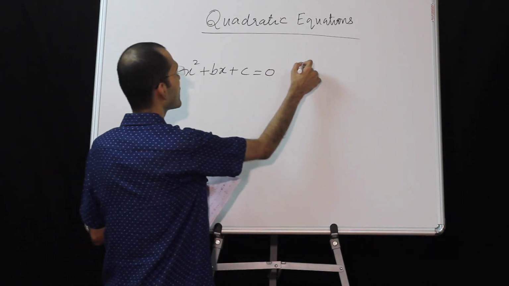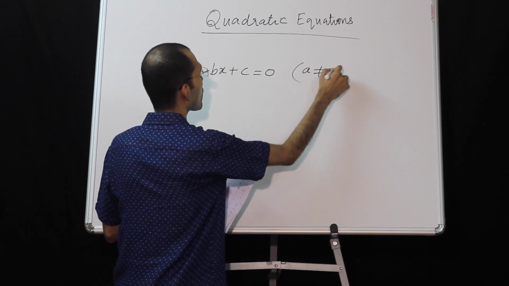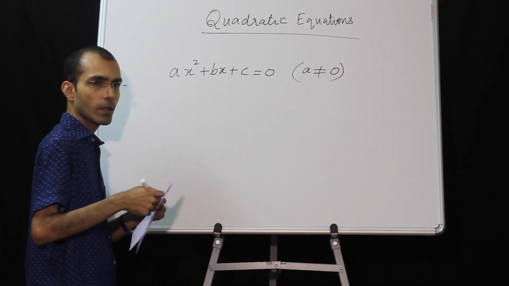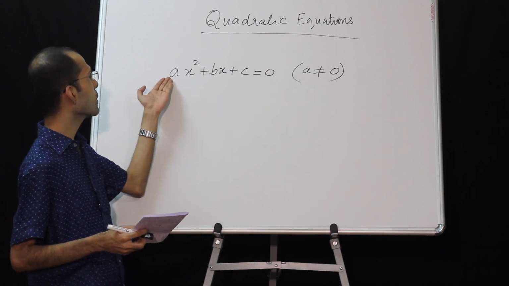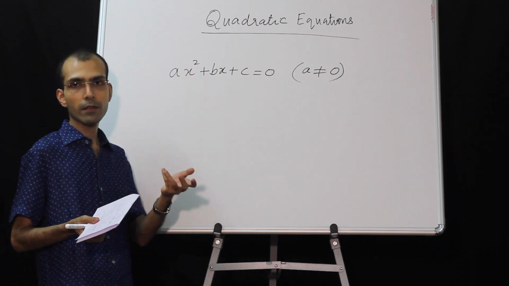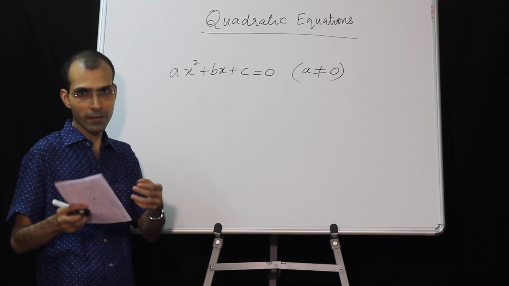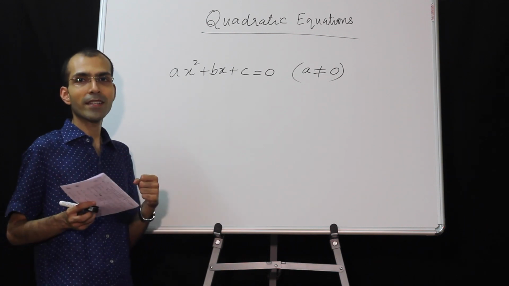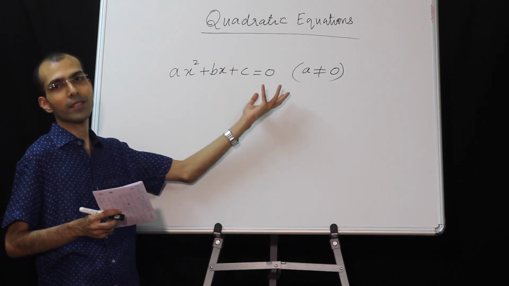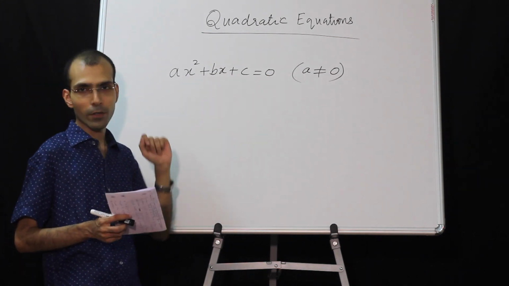However, there is a condition that a should not be 0. Why? Because if a becomes 0, you will have 0x square. So then the square term vanishes. 0 into x square is 0. Okay? So the x square term will vanish. Then how will it become a quadratic equation? So a should not be 0.